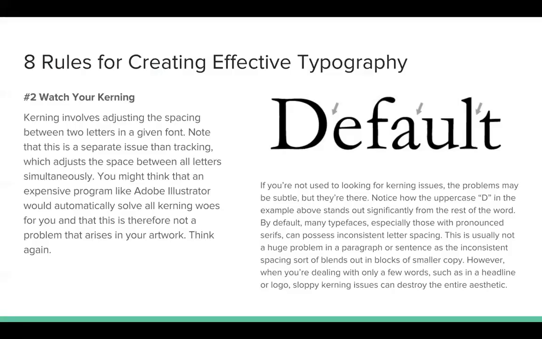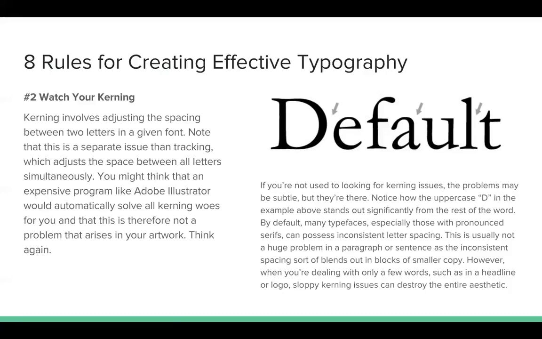If you're not used to looking for kerning issues, the problems may be subtle in this word, but they're definitely there. And at this point, I've been doing this for so long that when I see something like this, I'm like, oh, and it drives me bananas. You'll notice how the uppercase D in the example above stands out significantly from the rest of the word. That's not on purpose. By default, many typefaces, especially those with pronounced serifs or feet, can possess inconsistent letter spacing. So those are your Times New Roman, anything with the feet, your Bodoni, your Garamond, those types of fonts.